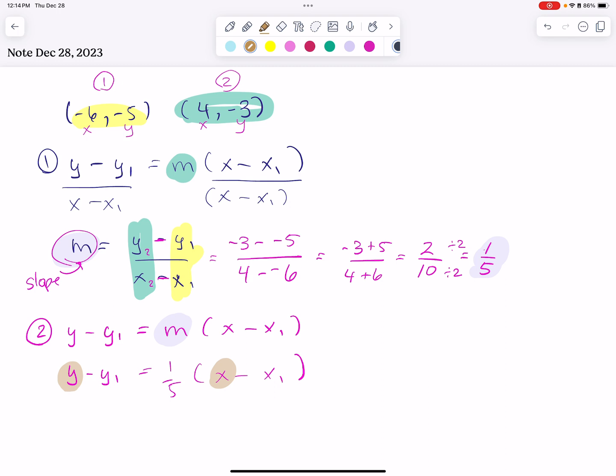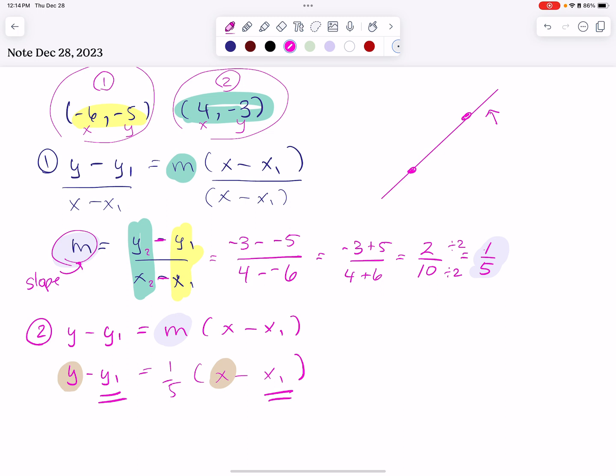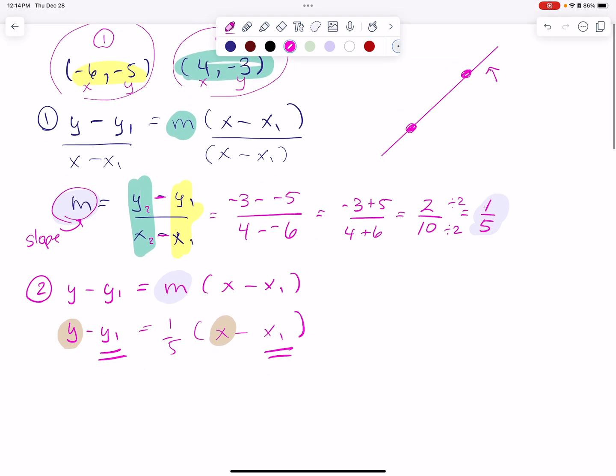And for x1 and y1, you are allowed to choose the first point or the second point, because you have 2 points on a line, and I am looking for the equation for the line. So the line going through these 2 points is going to be the same whether I use the first point or the second point. I will show you that it comes out to be the same equation. So I'm just going to use the first point just because it's first. You can use the easier point, whichever one looks easier.